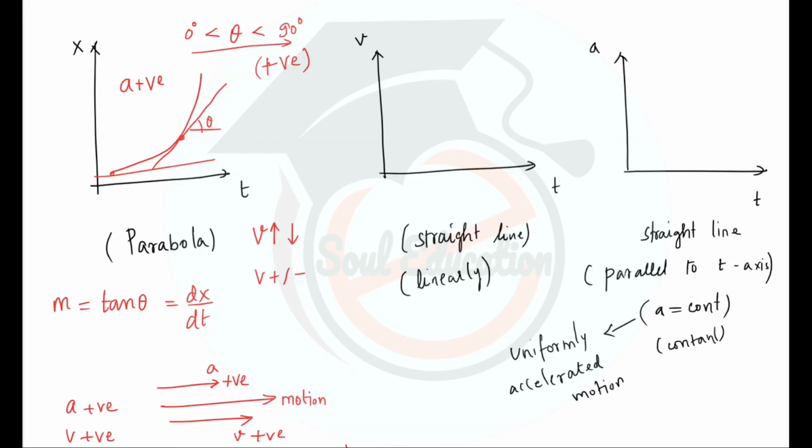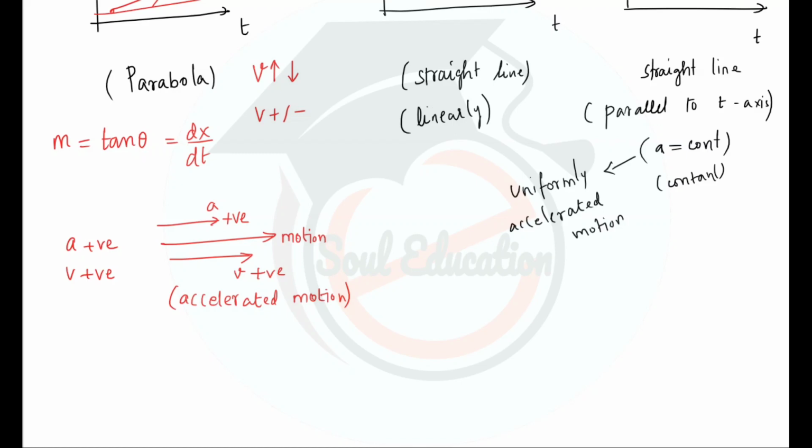Now let's take another graph. So this is my xt graph. This is open downward, so acceleration is definitely negative. Now at this point, look at the value of my slope. What is my slope here?